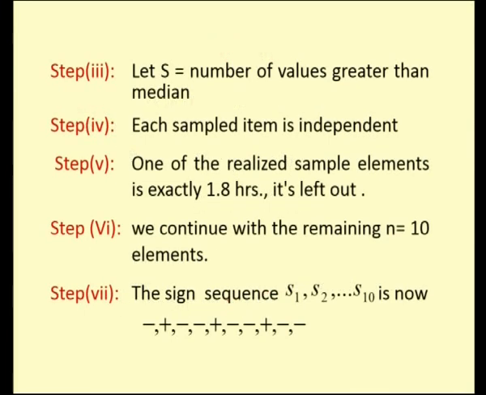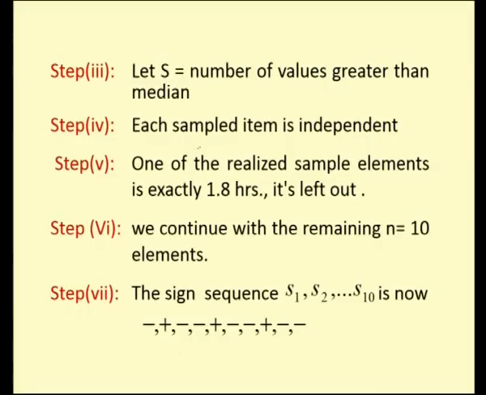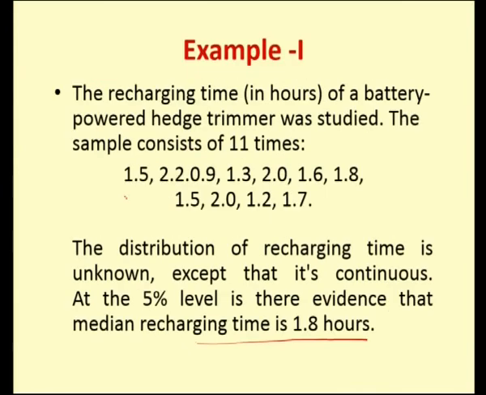Step 3, let S be the number of values greater than the median. That is, from the given observations we have to check how many values are greater than 1.8. Here each sampled item is independent. One of the realized sample elements is exactly 1.8 hours, so it is left out. You had 11 observations, and you find that one equals the median 1.8. As I have discussed earlier, this observation has to be left out. So totally you will have 10 observations.